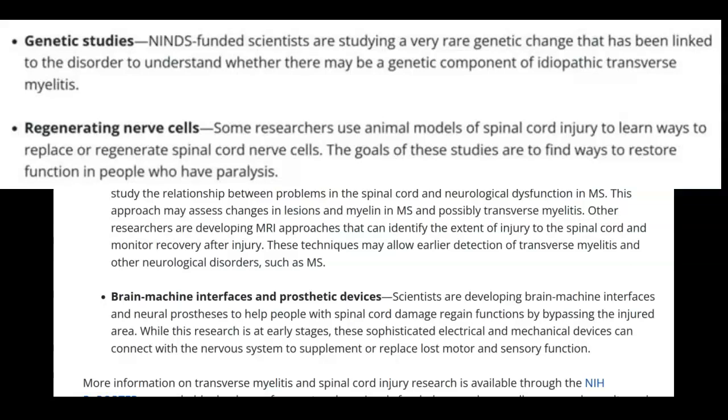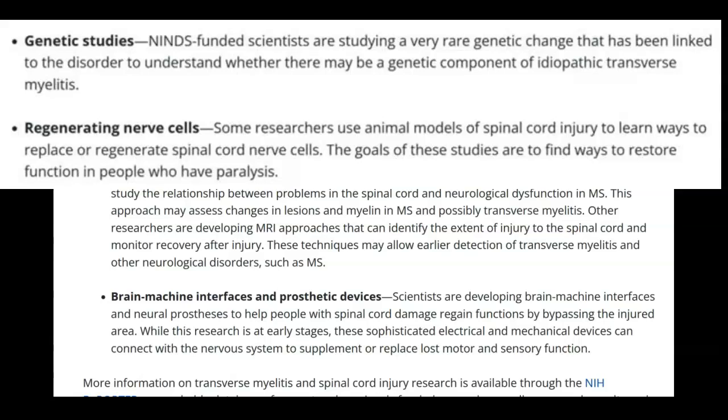They also talk about genetic studies. NINDS-funded scientists are studying a very rare genetic change that has been linked to the disorder to understand whether there may be a genetic component of idiopathic transverse myelitis. And remember, idiopathic just means we don't really know what causes it.